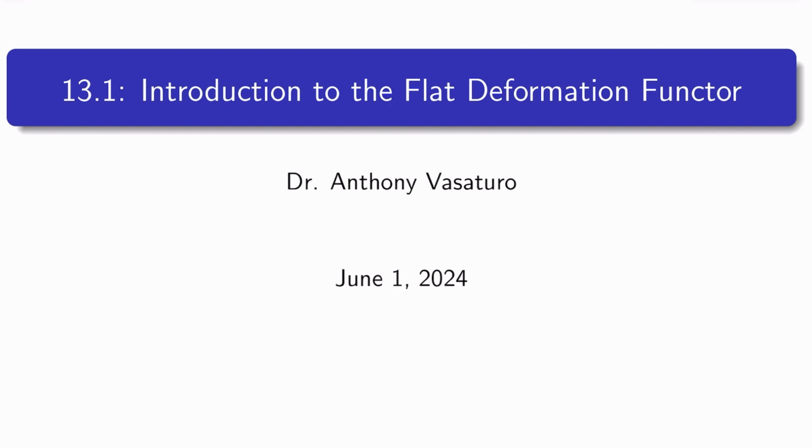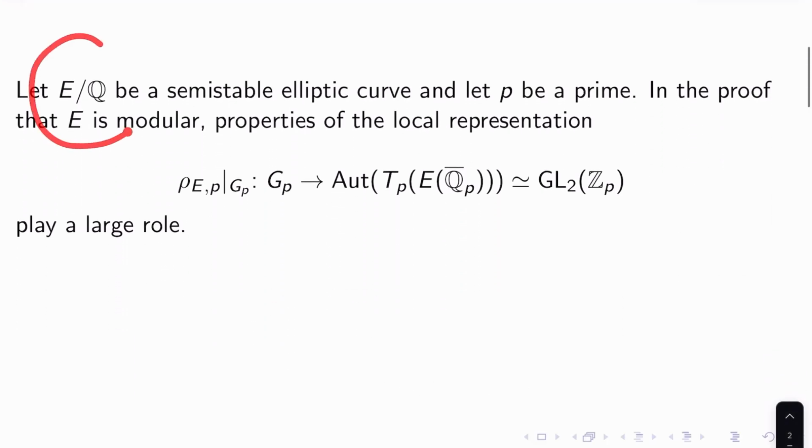We're going to be looking at the flat deformation functor in an effort to close a few of the gaps remaining in the proof of R equals T. Let's get to it. Today will just be a quick little introduction. We'll let E over Q be a semi-stable elliptic curve, and we'll let p be a prime.